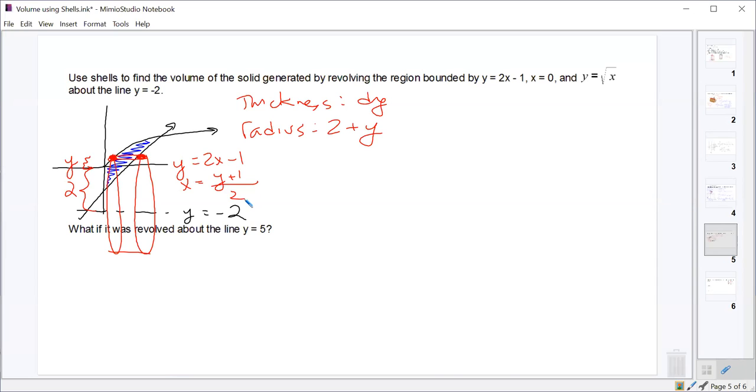And what is the leftmost x value? Well, that comes from y equals the square root of x. What is that x value? It's x equals y squared. So to find the height, we need to do the rightmost function, (y plus 1) over 2, minus the leftmost function, y squared. Now we've got our radius, we've got our height, we've got our thickness, we should be able to set up the integral.